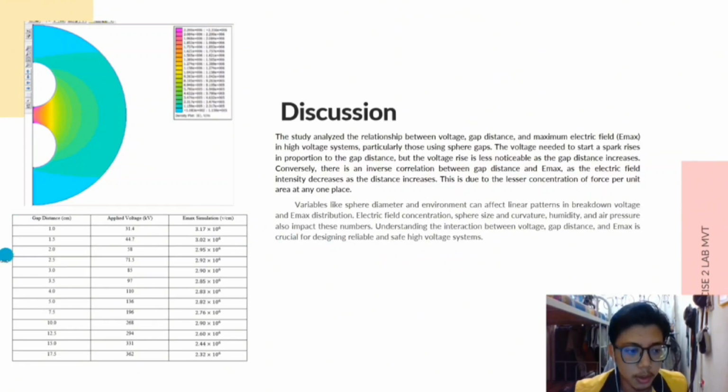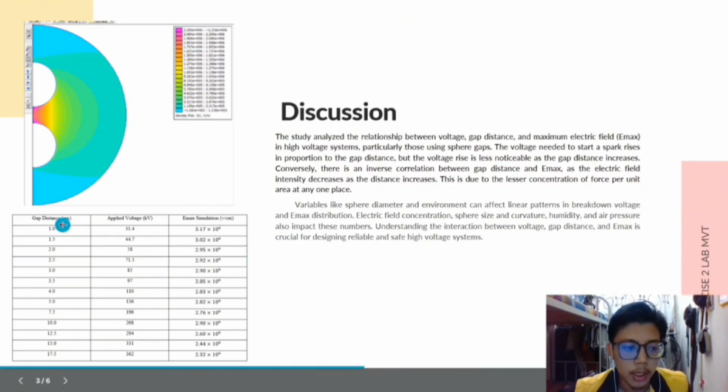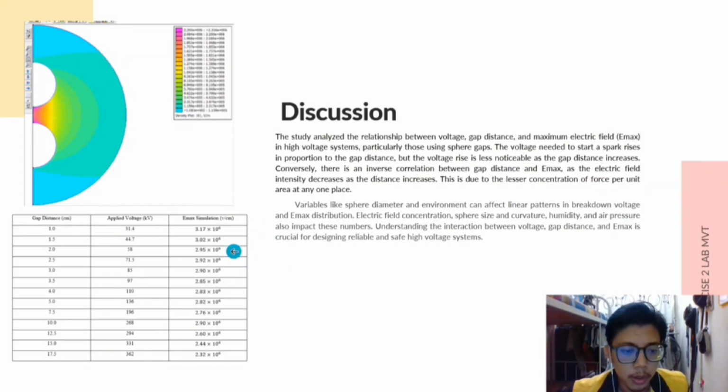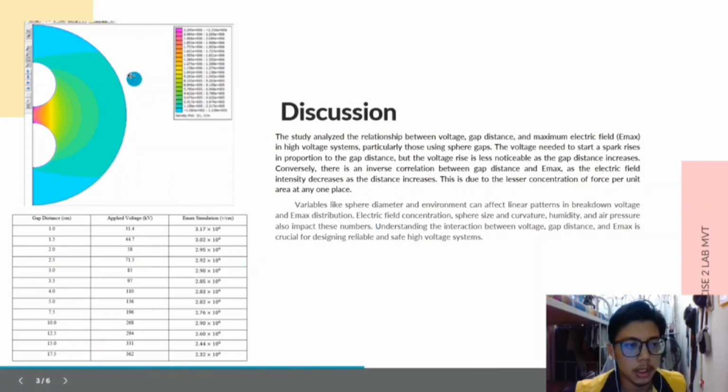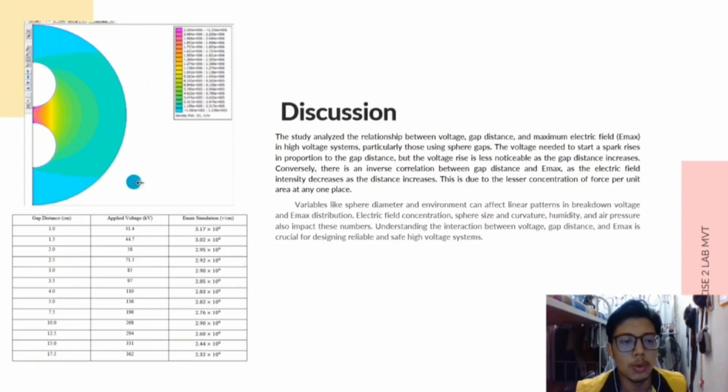So as you can see, this is our result for the laboratory. So when the gap distance is increased, the Emax is decreased. It decreases slightly, for example 3.7 to 3.02, 2.95 to 2.92. So there is a slight decrease for every gap. And this is our FEMM simulation result for Emax simulation. For example, this is for 17.5 cm.